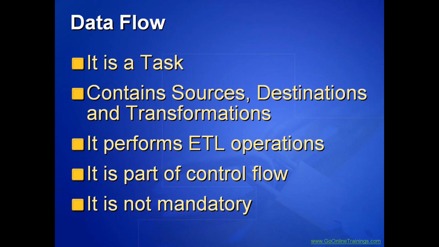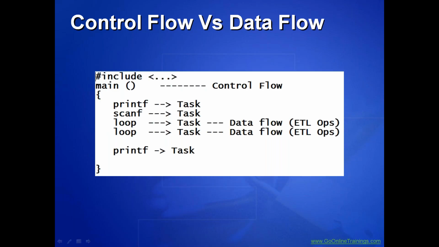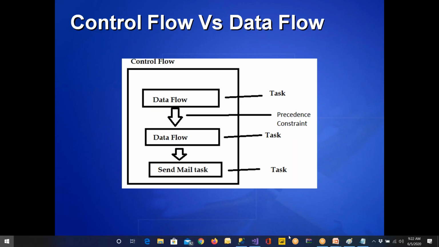It is not mandatory. Data flow is not mandatory because it is a task, right? What is mandatory? Mother is mandatory. Washing machine is not mandatory. Cooking is not mandatory. Nothing is mandatory. Only one thing is mandatory, that is control flow. So you can have data flow. This is a task and this is a task. This arrow mark is called a precedence constraint. So here you can write a lot of other programming expressions. Am I clear? So this is what you need to understand. So let me conclude this.